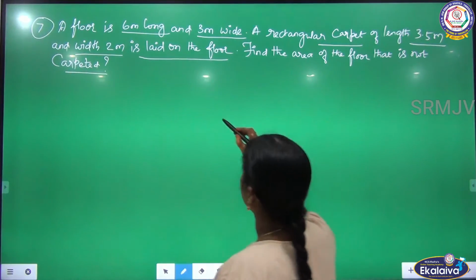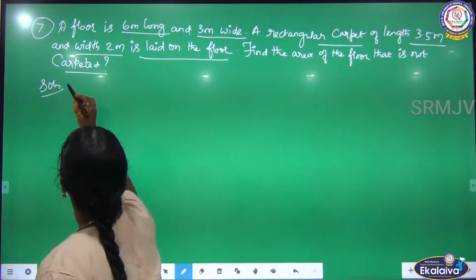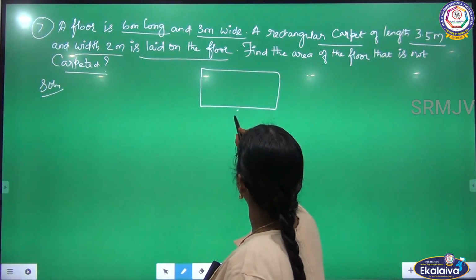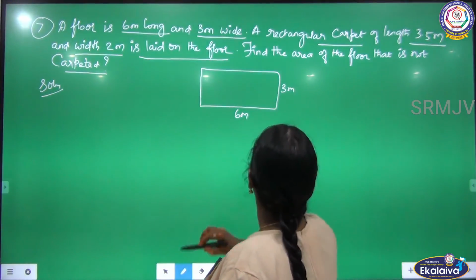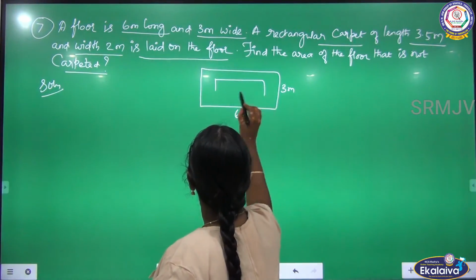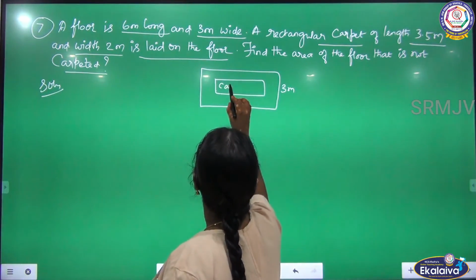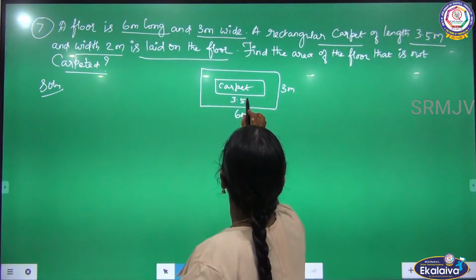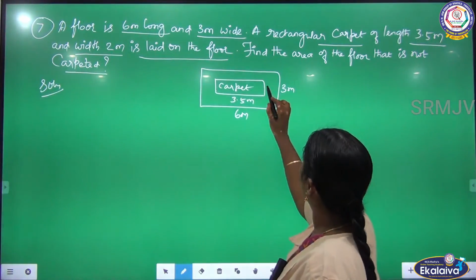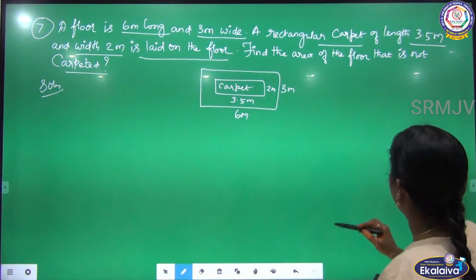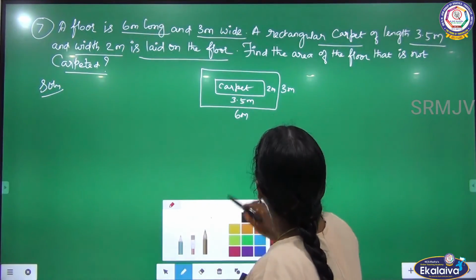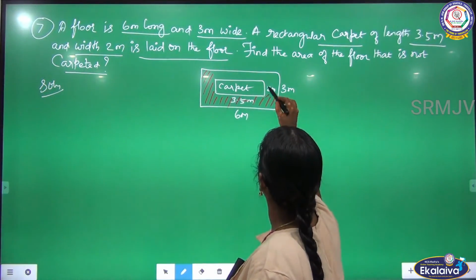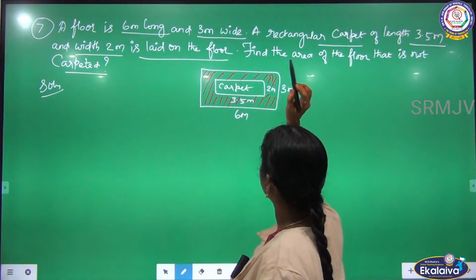Same thing. Listen, first I will draw the diagram. We will draw the floor, a rectangular floor. What is the length? 6 meter. What is your breadth? 3 meter. And this is your carpet inside. What is the length of that? 3.5 meter. And what is the breadth? 2 meter. Now I am going to find out the area of the floor which is not carpeted. So I am going to find out this area, what I am shading in the red color, no? That I am going to find out.